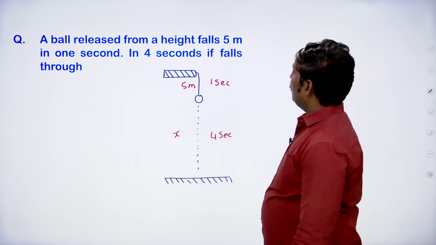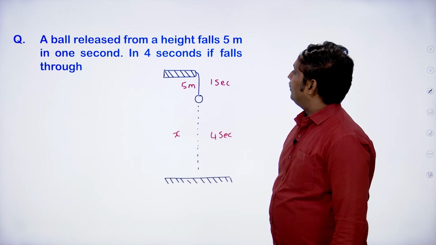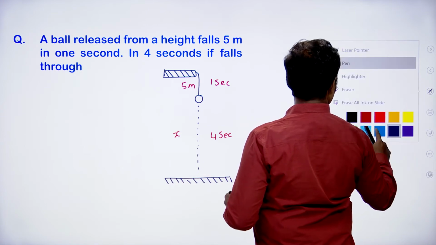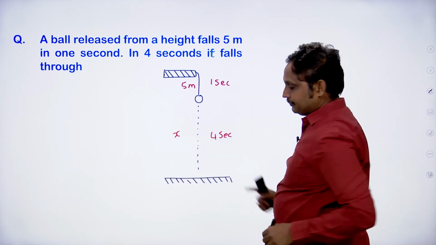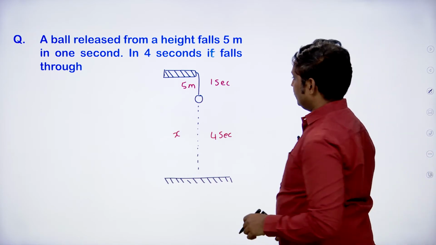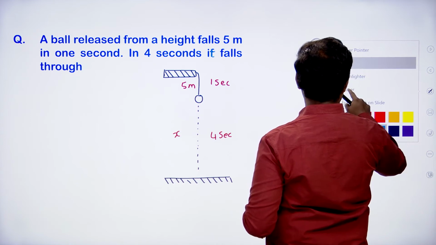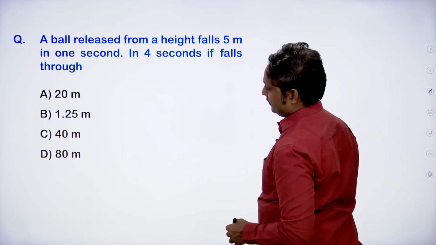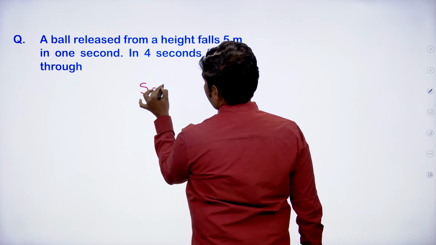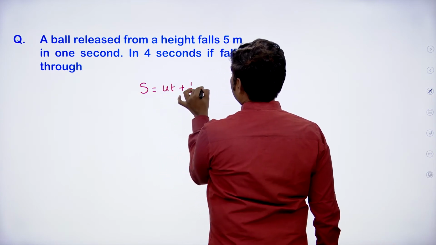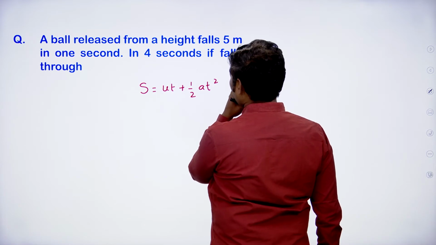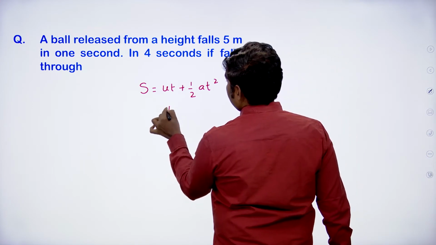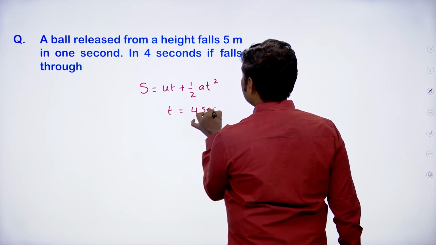A ball released from a height falls 5 meter in 1 second. In 4 seconds, it falls through. Let us assume we would like to go for this one, right? We know that we can use this. So, we know that S is equal to ut plus half at square. You can get that t is equal to 4 second, right?